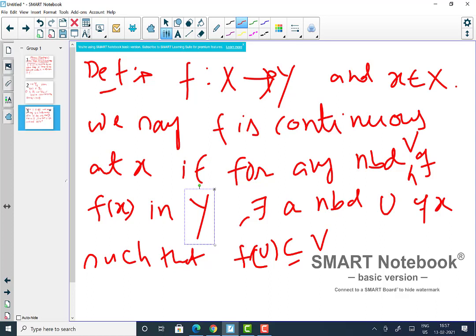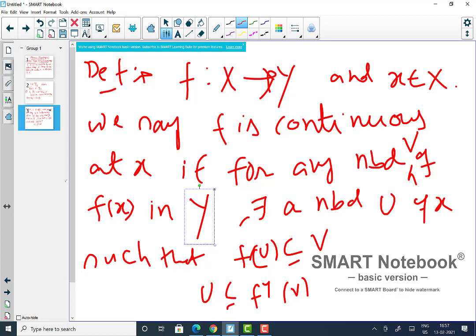Whenever you choose a point, you go to the image of that point f(x) and choose any neighborhood V. There will be one neighborhood U such that, this is what it means, U is inside f inverse of V. So the pre-image of V contains that neighborhood U. That is the meaning of that.